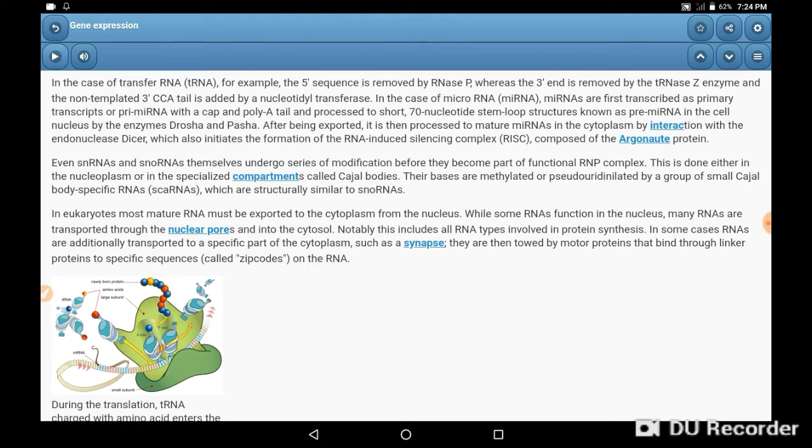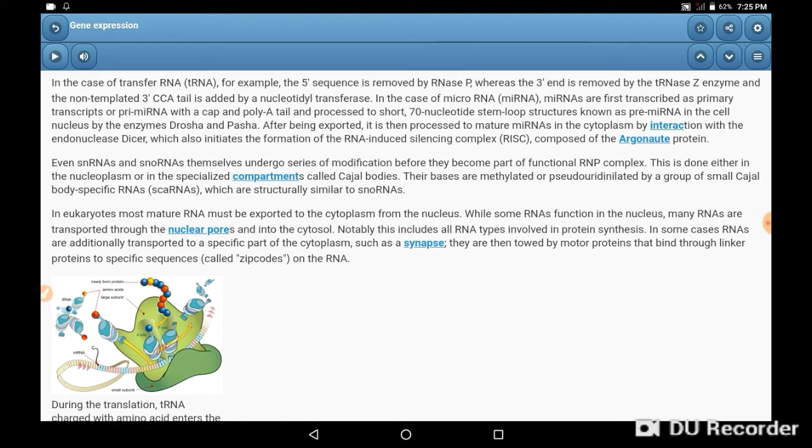In the case of microRNA, miRNAs are first transcribed as primary transcripts or pri-miRNA with a cap and poly-A tail and processed to short 70-nucleotide stem-loop structures known as pre-miRNA in the cell nucleus by the enzymes Drosha and Pasha. After being exported, it is then processed to mature miRNAs in the cytoplasm by interaction with the endonuclease Dicer, which also initiates the formation of the RNA-induced silencing complex, RISC, composed of the Argonaute protein.